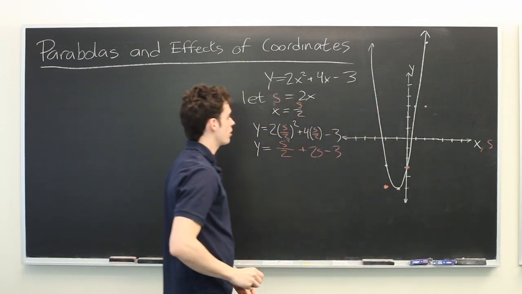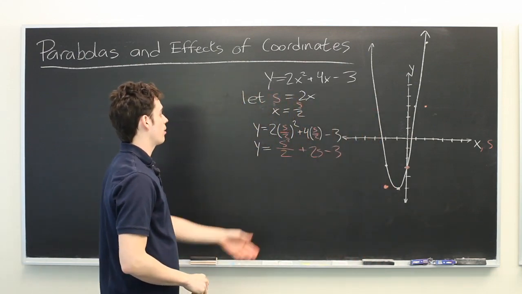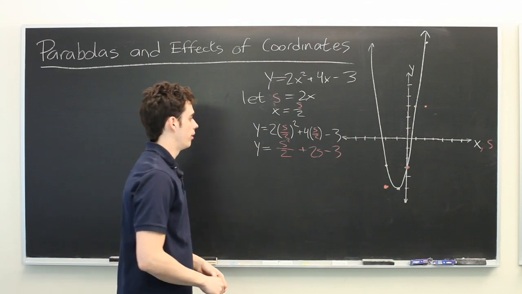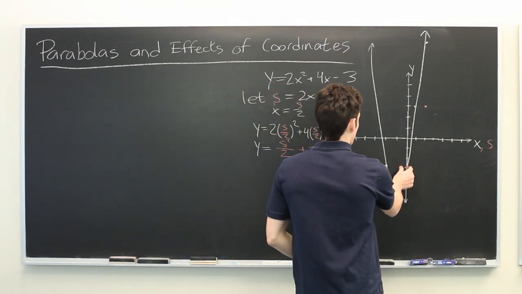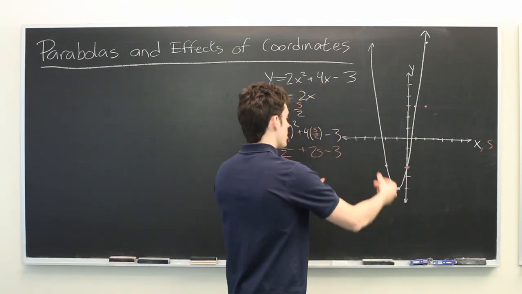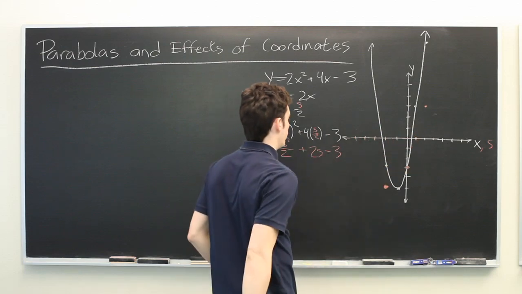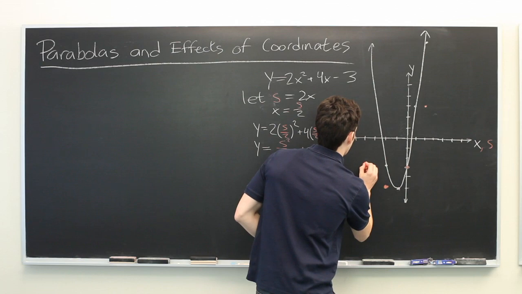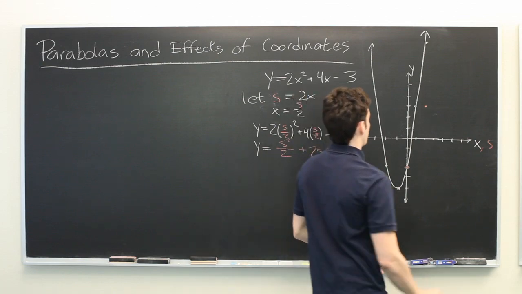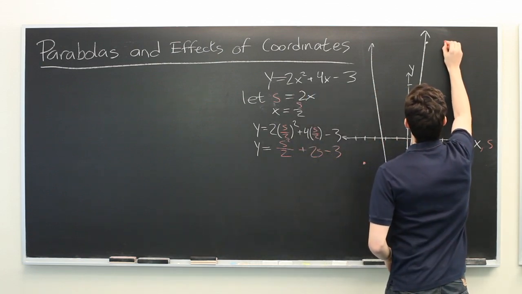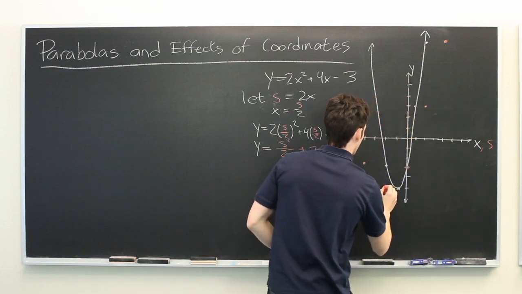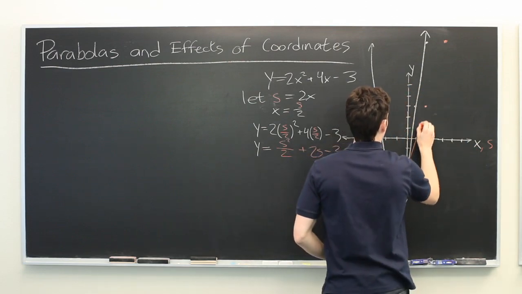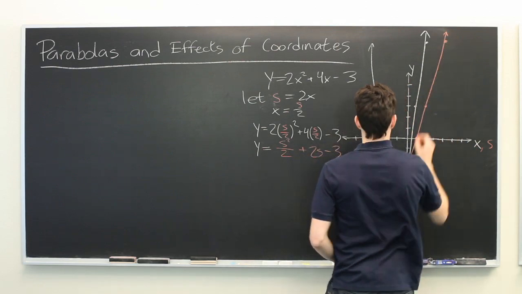And already we're starting to get a better idea of what's happening once we made the substitution. The point at x equals 0 is fixed, but everything else is being stretched outwards. And if you compute a few more examples, you'll find that this is true for all the other points that we computed. So our new parabola looks like this.